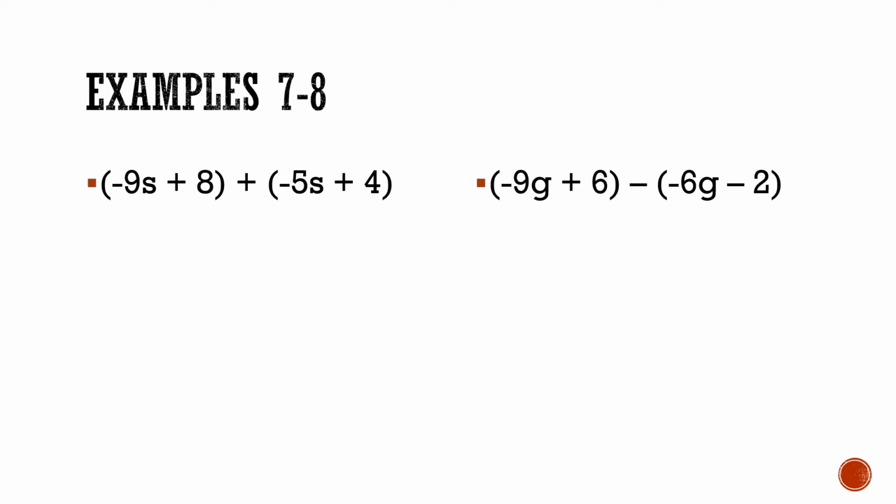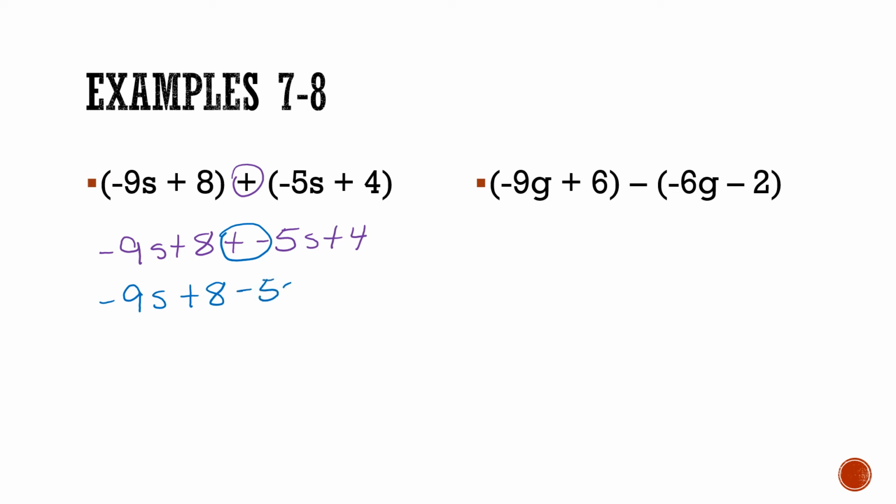Okay, so we're going to bring down that first expression that's in parentheses, so negative 9s plus 8. We have a positive sign here, which is good. That just means we can bring everything down. So plus negative 5s plus 4. However, when we bring those down, we end up with sox right here. So that's really negative 9s plus 8 minus 5s plus 4.